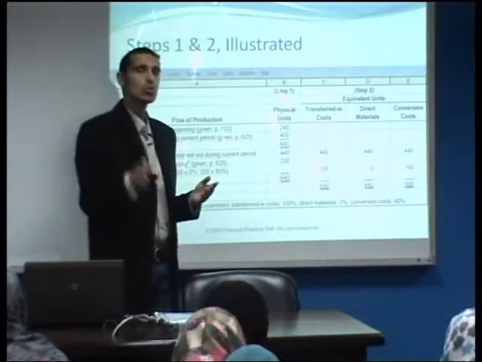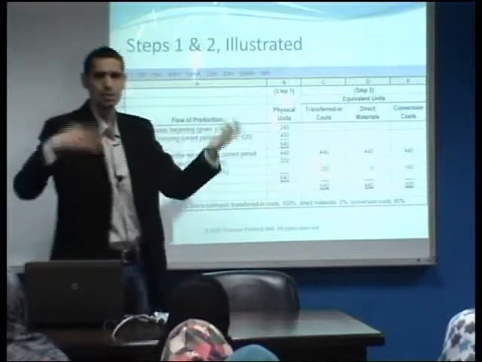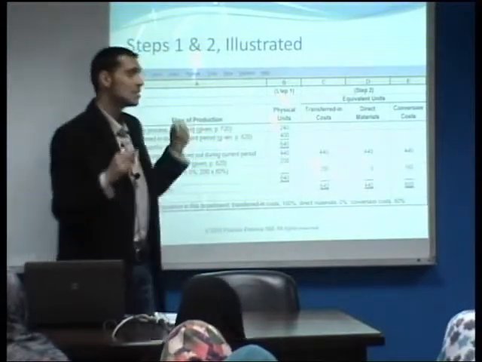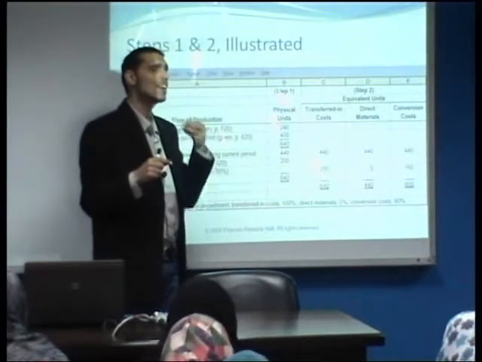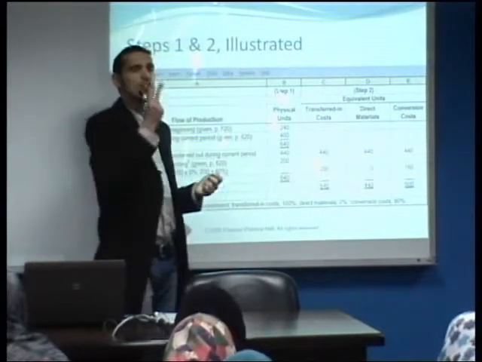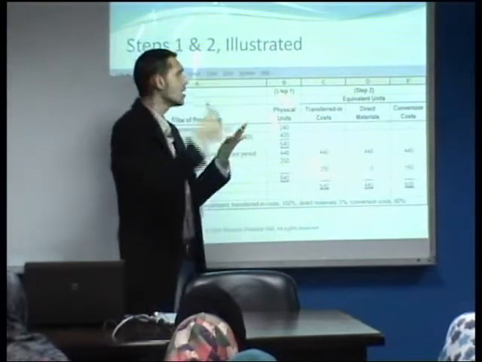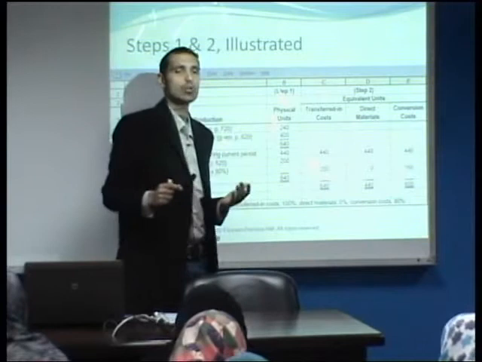Now, we need to go to step number 2. As we can see here, the steps are the same. We are not adding anything new. But now, we are going to calculate the equivalent units not only for 2 categories, but for 3 categories: the transferred in, the direct materials, and the conversion costs.